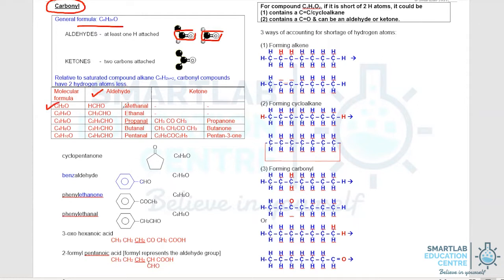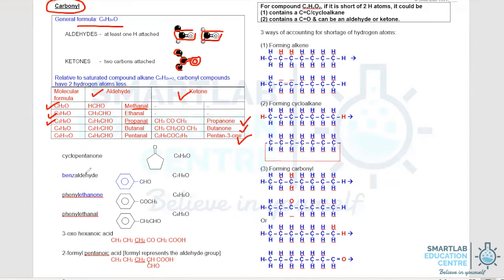So the first aldehyde member is none other than your methanal, then followed by your ethanal, propanal, and so on and so forth. In the case of ketone, the first member is actually your propanone, given the fact you need at least 3 carbon with a double bond O to form a ketone, followed by butanone and pentanone.